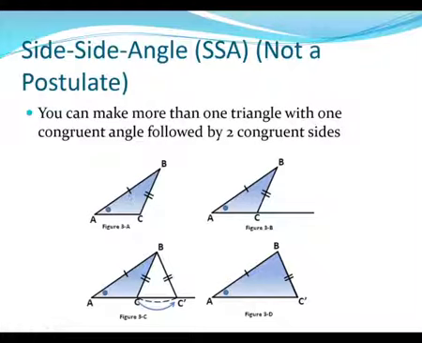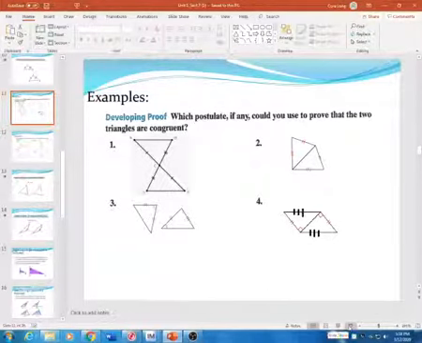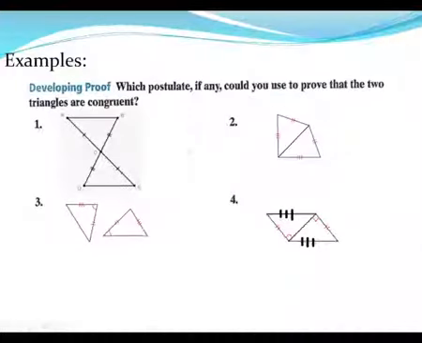Okay, so now going back to where we were, in examples 1 through 4, I have given you 4 different pictures that contain two triangles. Like this one has these two triangles right here. Example 2 has these two triangles right here. Example 3 has two completely separated triangles, and example 4 has these two triangles that are right next to each other. So it says, which postulate, if any, could you use to prove that the two triangles are congruent?